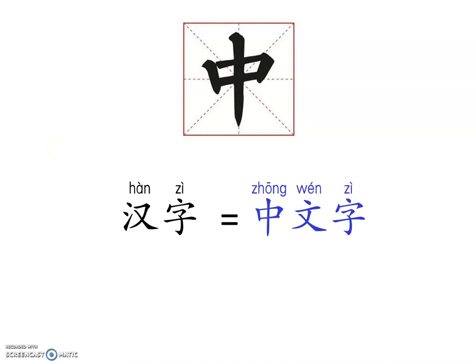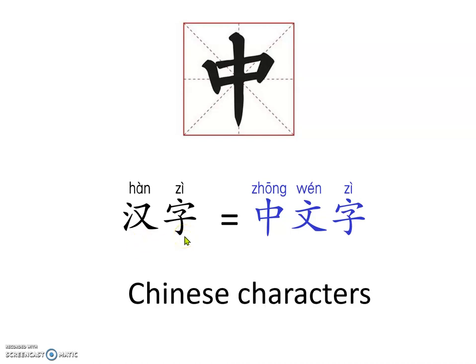Hello, 你好. Today we're going to talk about 汉字. 汉字 is also 中文字. Han is the biggest ethnic group in China. 字 is characters. 汉字 is Han people's characters. 中文 means Chinese language. 中文字 means Chinese characters. So 汉字 and 中文字 both mean Chinese characters.